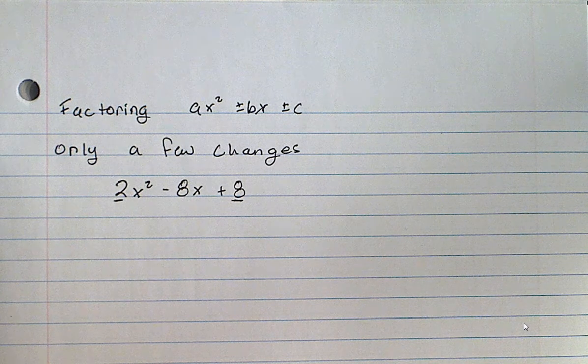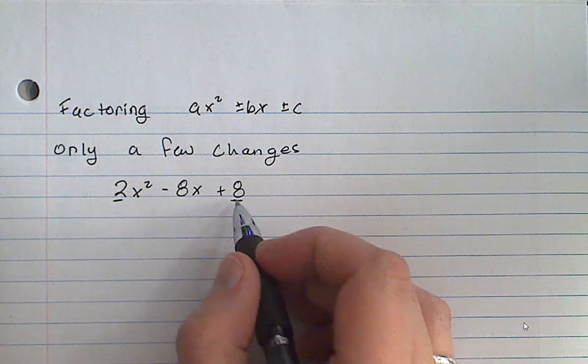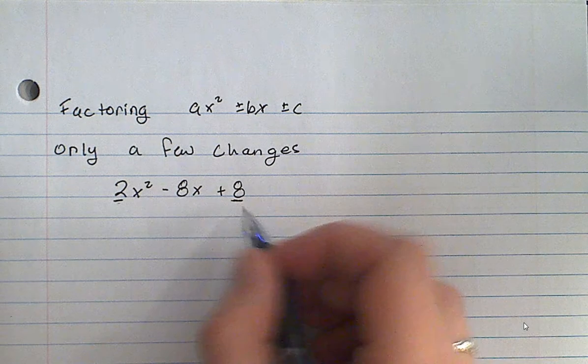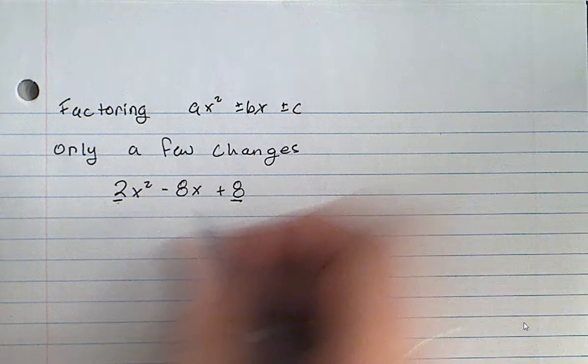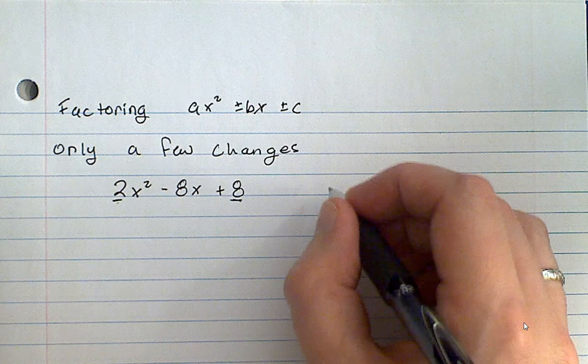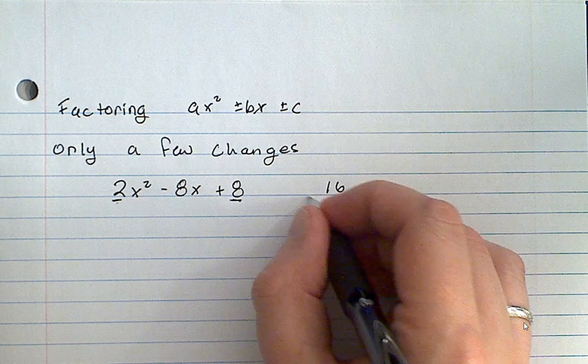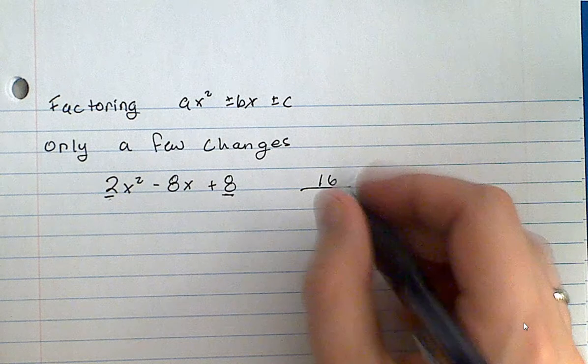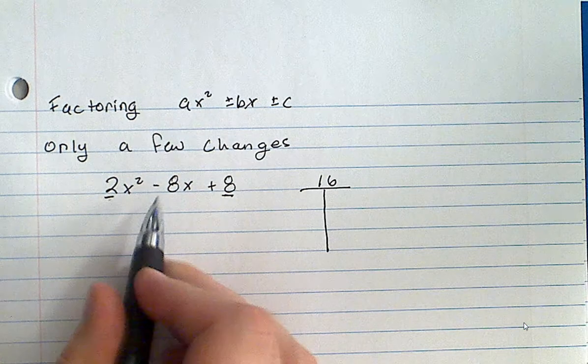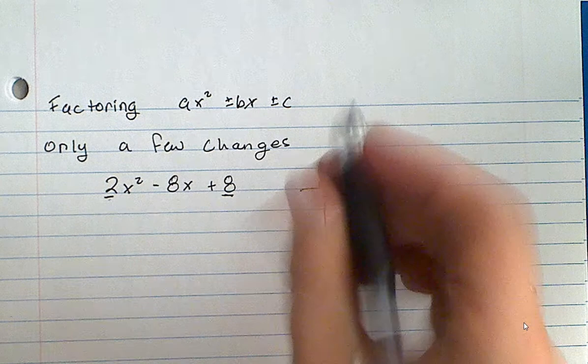Okay. So rather than just looking at 8 here, you're going to start by multiplying the a times the c. So instead of looking for things that multiply to be 8, you're looking for things that multiply to be 2 times 8, which is 16. And then the things that multiply to be 16 have to add up to be negative 8. Negative 4 and negative 4.